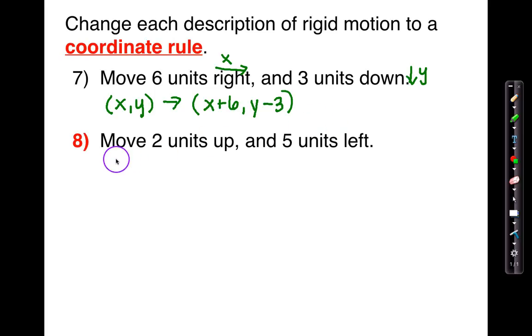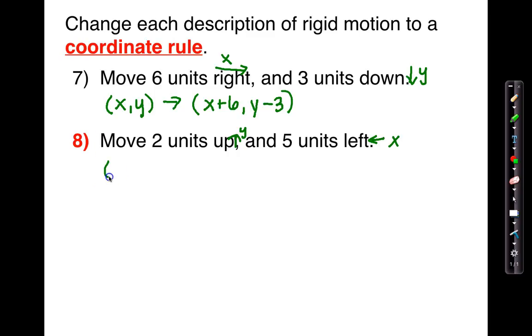So now let's try number 8. Here it says move 2 units up. So that is a change in y, okay, since it's going up. And it says 5 units to the left. So that is going to be a change in x. So notice I'm dissecting it and I'm taking a look at, is it a change in an x value or a change in a y value, because you have to be very careful, because the way you write the coordinate notation does matter in what order you place the numbers.